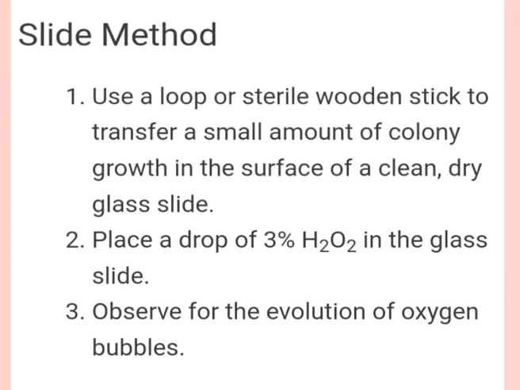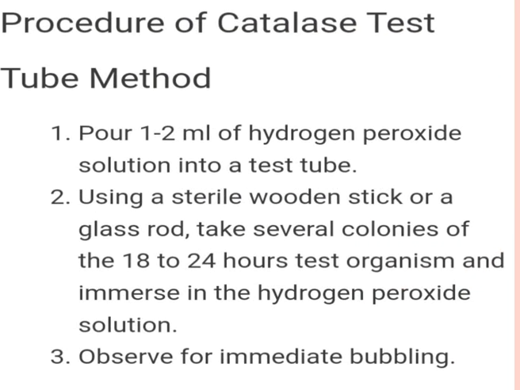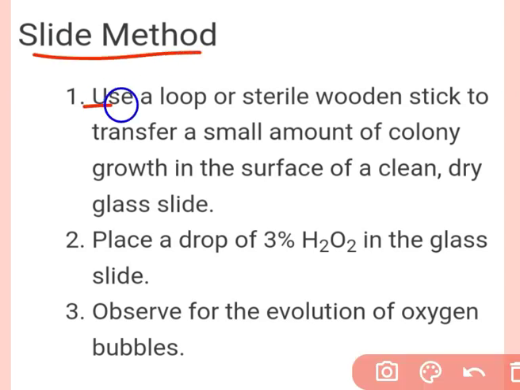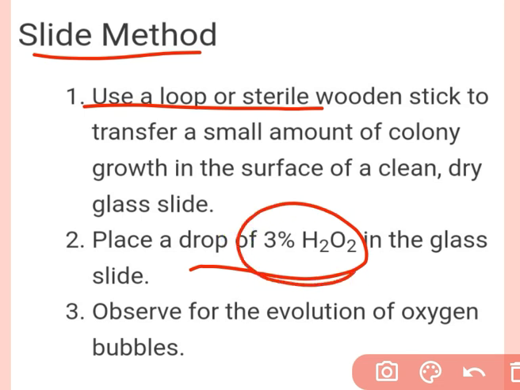It can also be done by using the slide method. In the slide method, using a sterile wire loop, a colony of the test organism is taken on a slide. On that same slide, a drop of 3% H2O2 is kept and observed for evolution of oxygen bubbles.